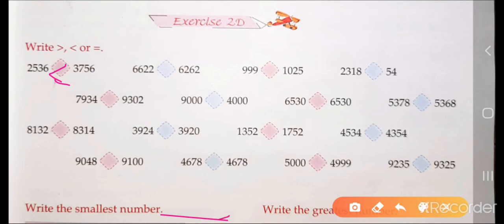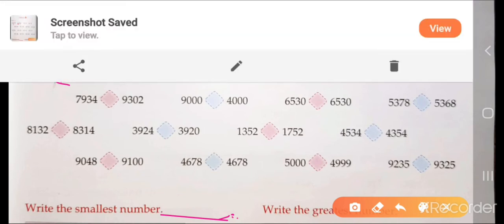Next number, this thousands place value is same. Then check the 100 place value. Then this one is greater. 6 is greater than 2. So this whole number will be greater. So put this symbol. Okay. Again, this is the next question. Okay.